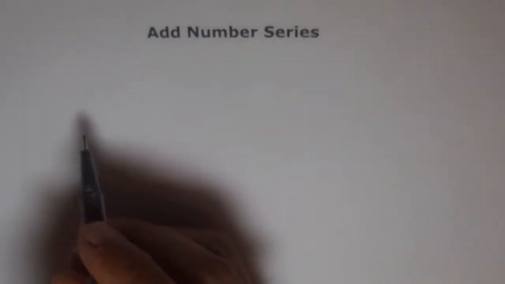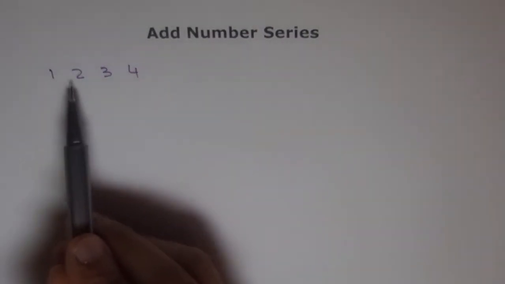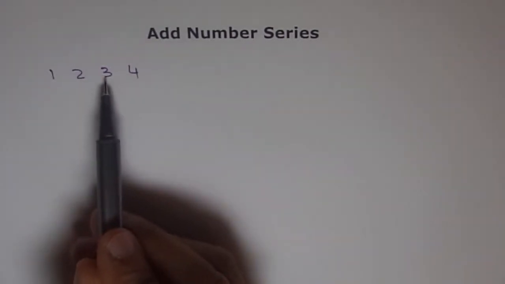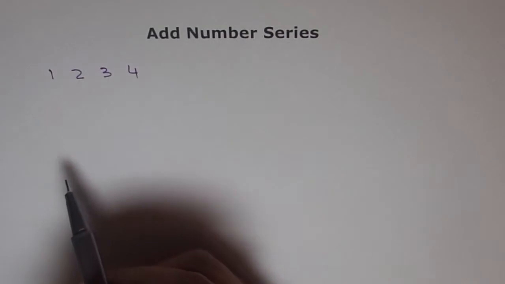Here it is. Let me start with a very simple example. Let's say we have 4 numbers: 1, 2, 3 and 4. So we want to add these 4 numbers. One way to do it is to add 1 plus 2 is 3, 3 plus 3 is 6, and 6 plus 4 is 10. Very good. So you got your number 10.